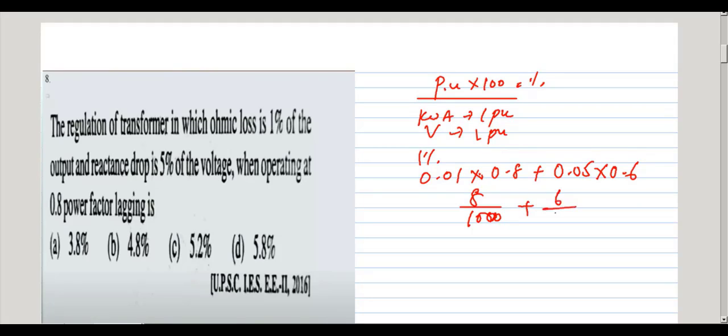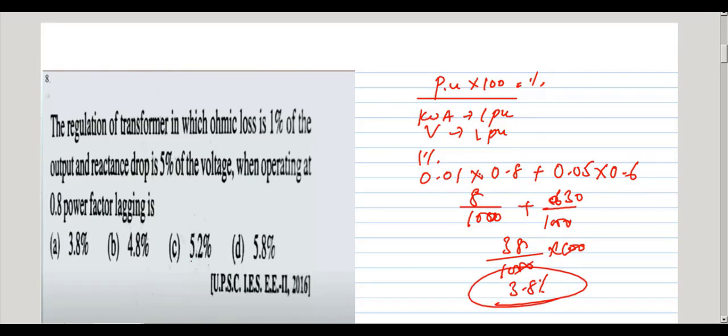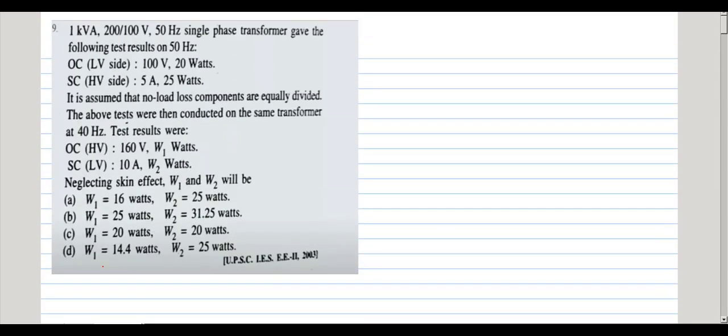So 8 by 1000 plus 30 by 1000, 38 by 1000 into 100, so the 10 cancels, 3.8%. So regulation is 3.8%. So next question.